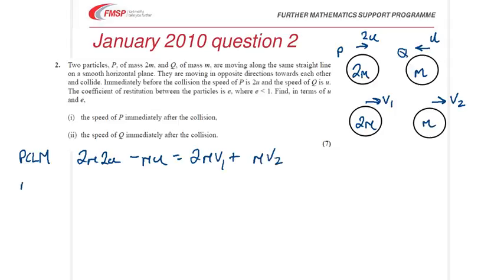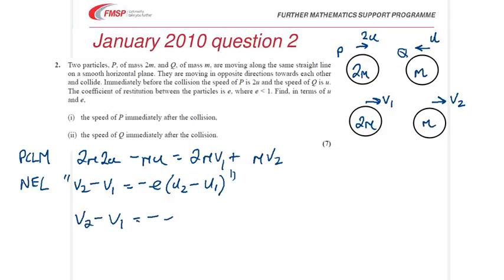Now Newton's experimental law, or the law of restitution, I always quote it in this form. The velocities after collision is minus e times the velocities taken away in the same order before collision. So this gives us, in this case, v2 minus v1 equals minus e into minus u minus 2u. Just check where those come from.